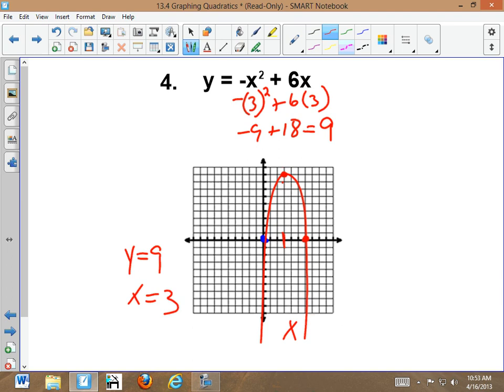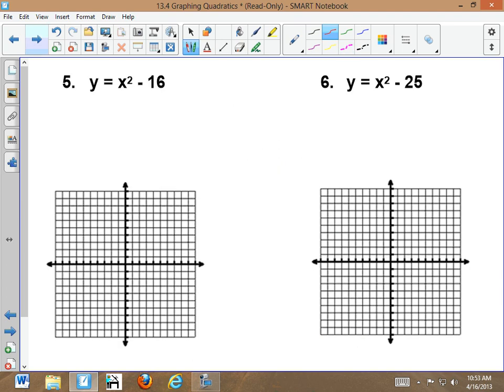Okay, one last thing I'm going to show you online, peeps, and it is number 5. This is x squared plus 0x minus 16. You then would find your legs and your vertex like we have been.